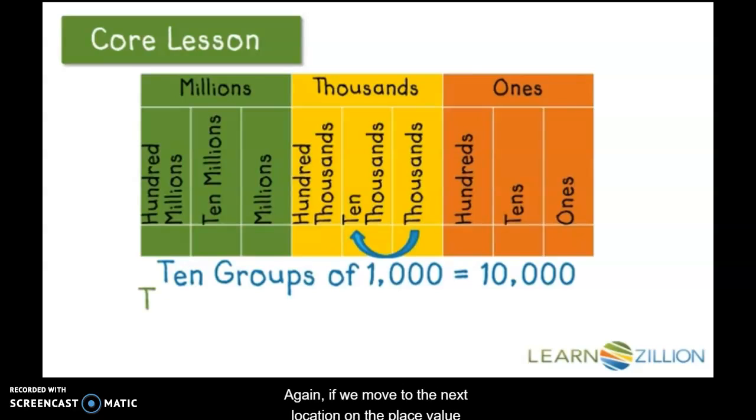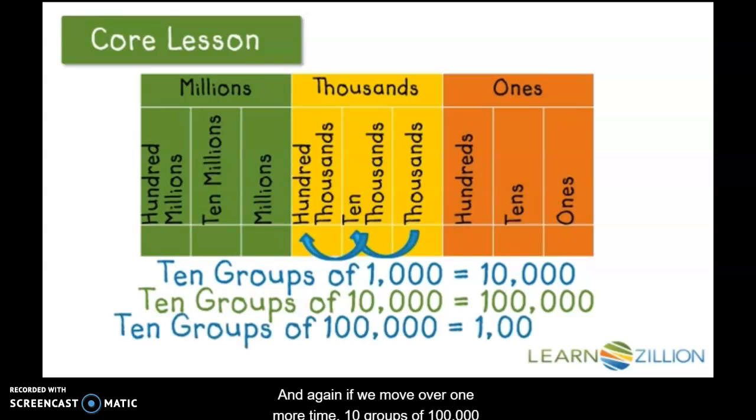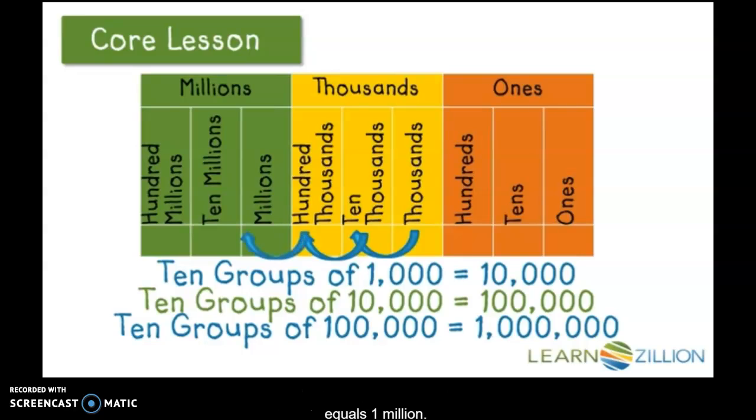Again, if we move to the next location on the place value chart, 10 groups of 10,000 equals 100,000. The 100,000s are 10 times bigger than the 10,000s. And again, if we move over one more time, 10 groups of 100,000 equals 1 million. Each time we move over on the place value chart, the number gets 10 times bigger.